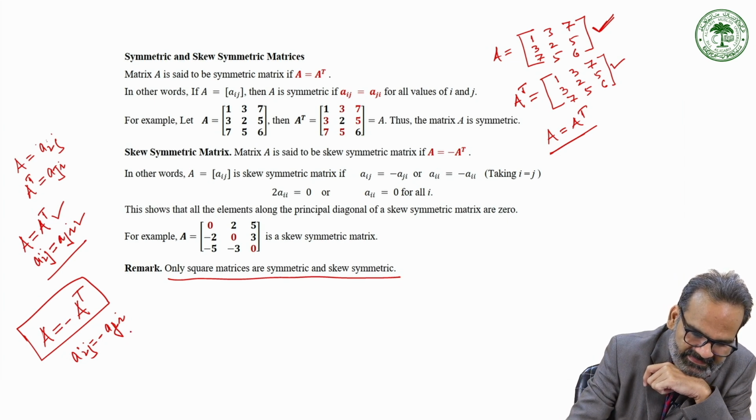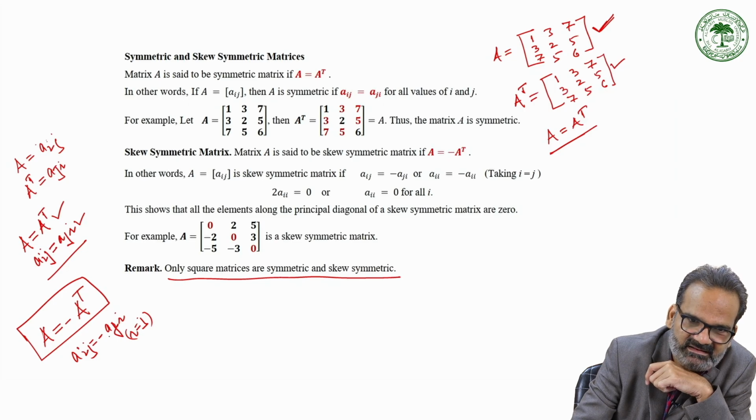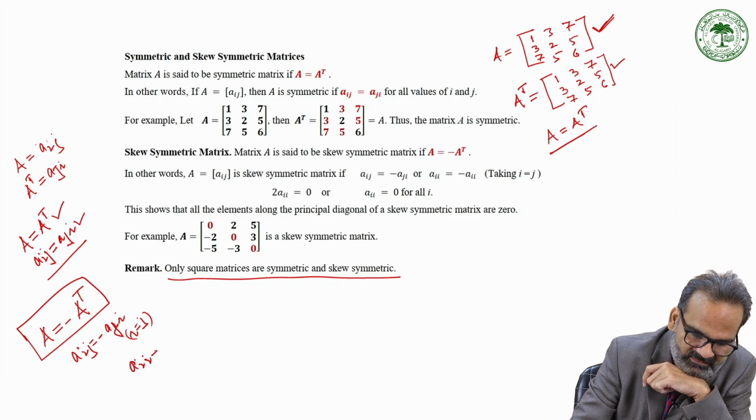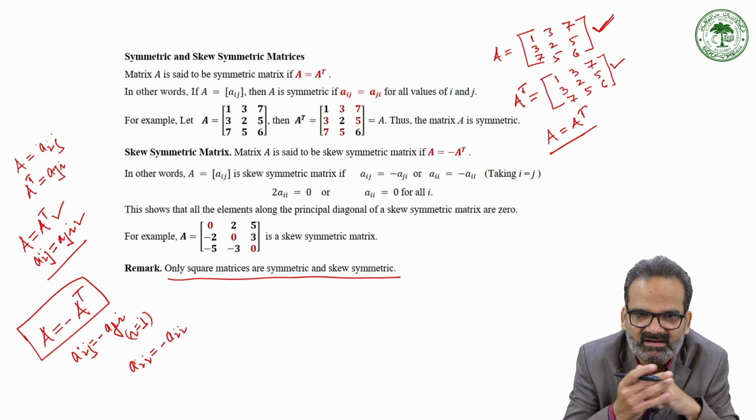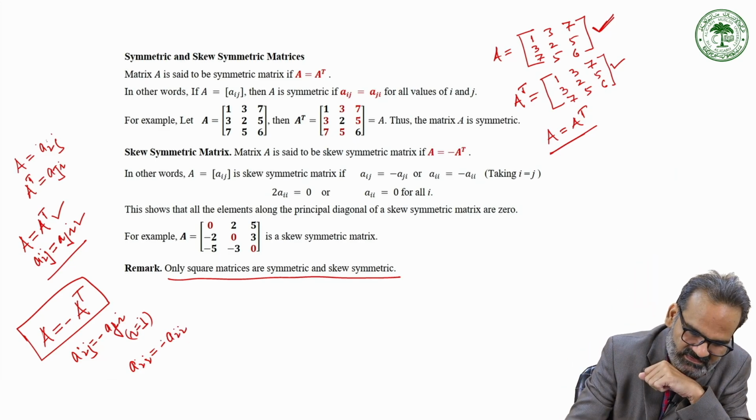If we take i equal to j, for example, in this equation i and j both are the same, so how can we write it? Aii will be equal to minus Aii, because i and j both are the same. So transferring this from right to left, we get Aii is equal to 0. So this implies Aii is equal to 0.